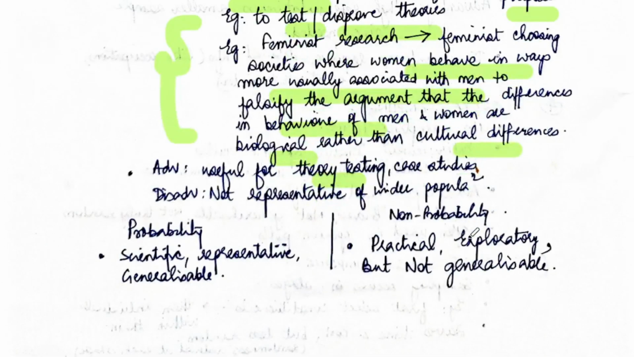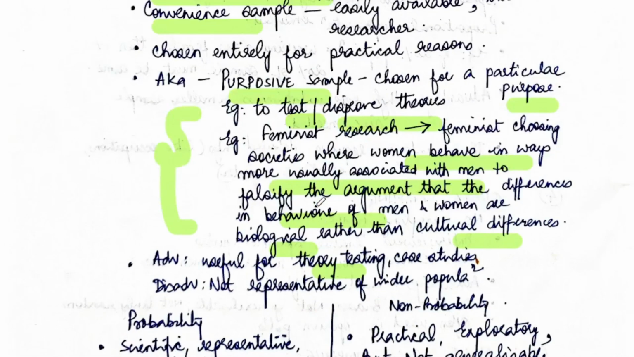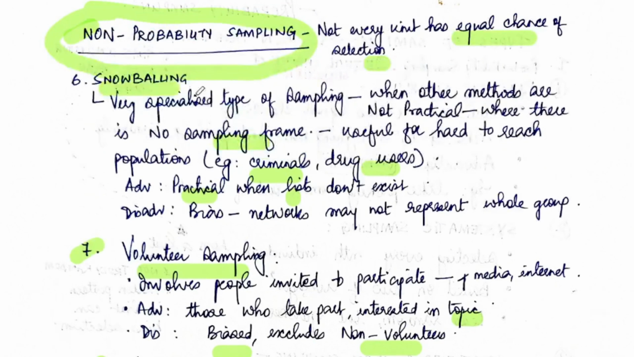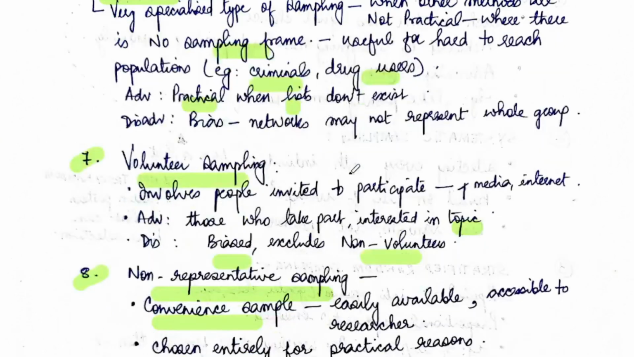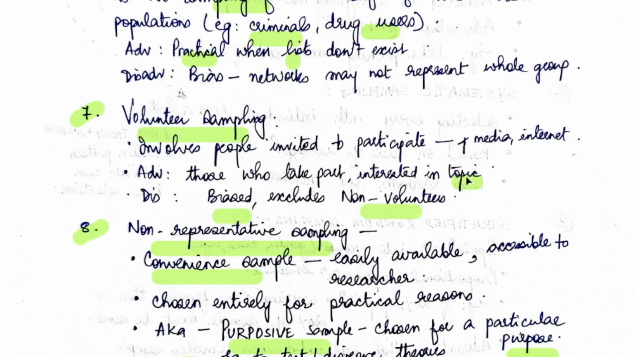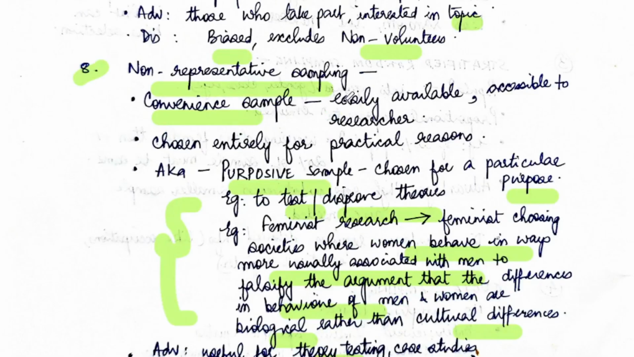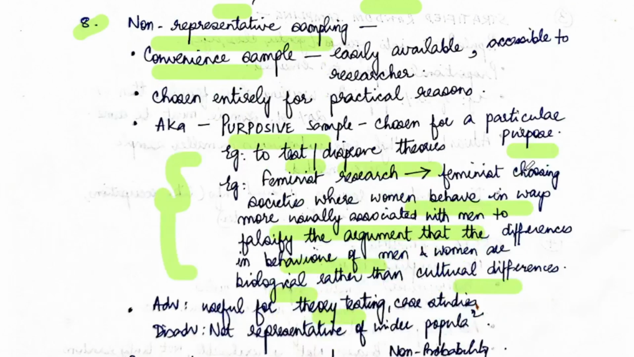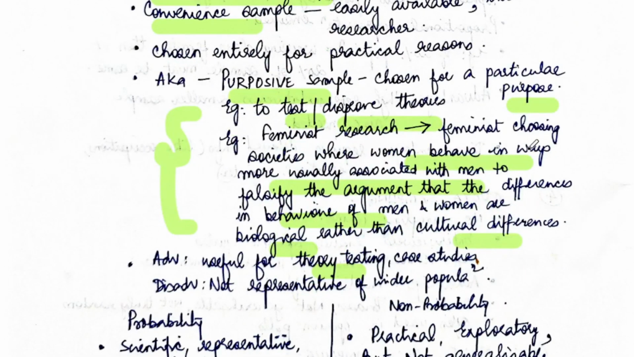Before concluding, let's have a recap. Non-probability sampling, where the population is hidden or difficult to reach, is of three types. Snowballing, where the existing participant refers to other participants, in the case of criminals or drug users. Volunteer sampling, where the people who are interested in the topic themselves participate; we invite them via media or internet. And last, non-representative sampling for a particular purpose, as for example in feminist research.